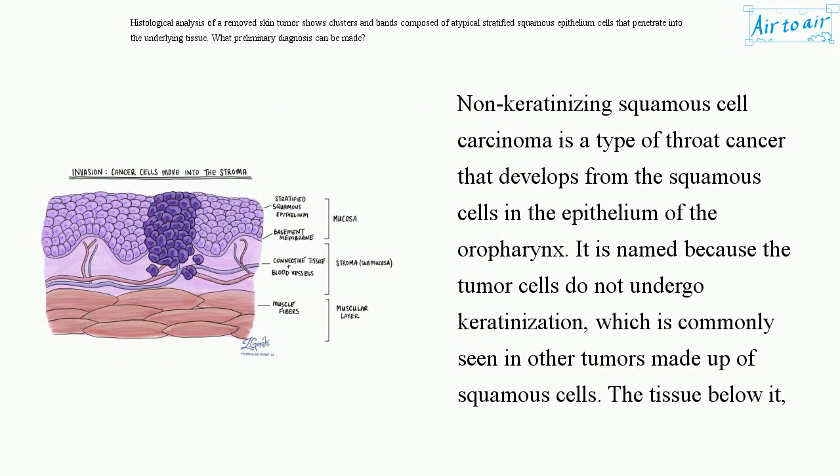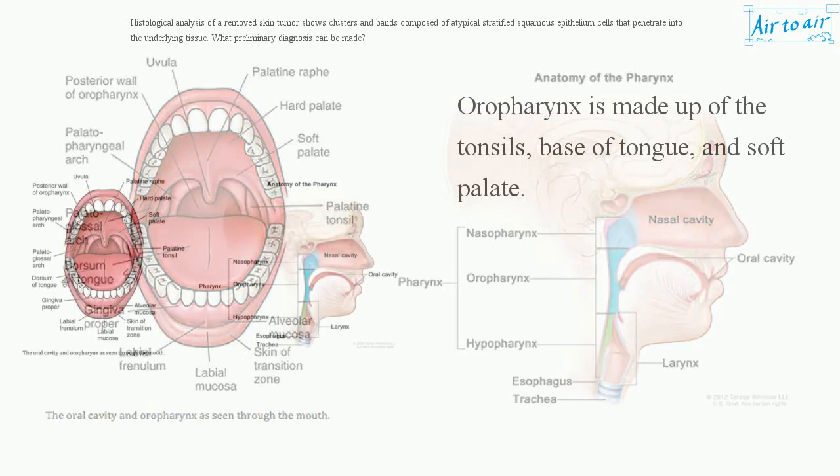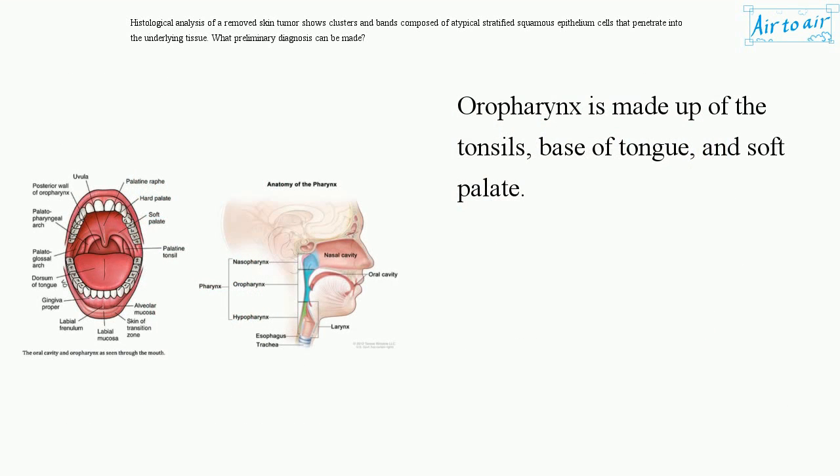Non-keratinizing squamous cell carcinoma is a type of throat cancer that develops from the squamous cells in the epithelium of the oropharynx. It is named because the tumor cells do not undergo keratinization, which is commonly seen in other tumors made up of squamous cells. The tissue below it, the stroma, is made up mostly of immune cells looking very similar to a lymph node. Oropharynx is made up of the tonsils, base of tongue, and soft palate.